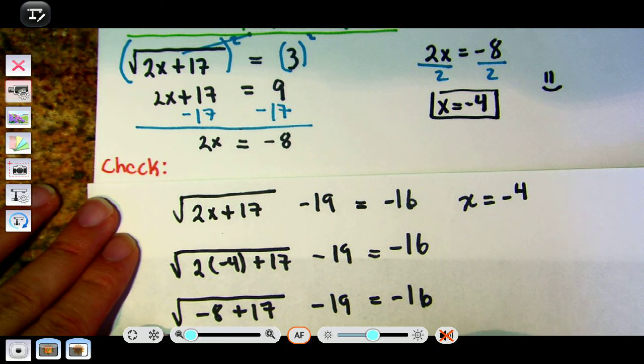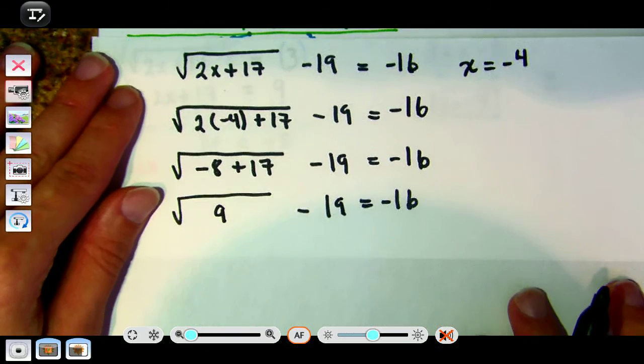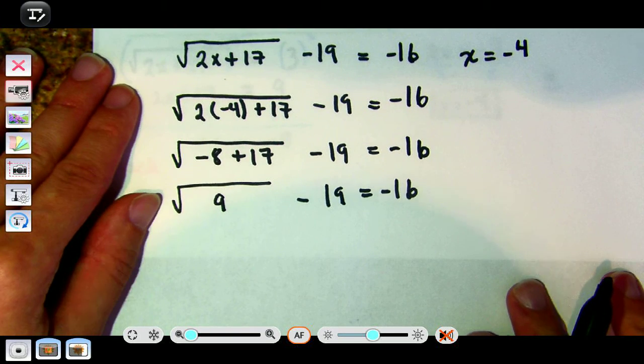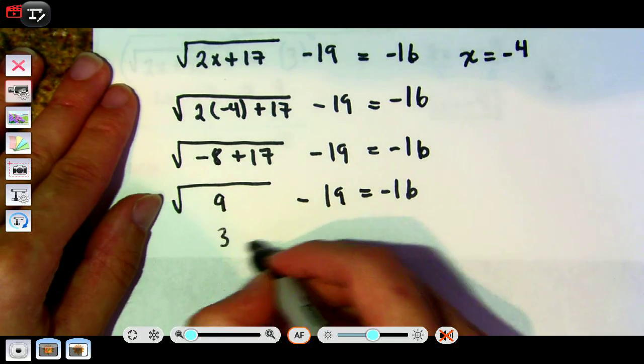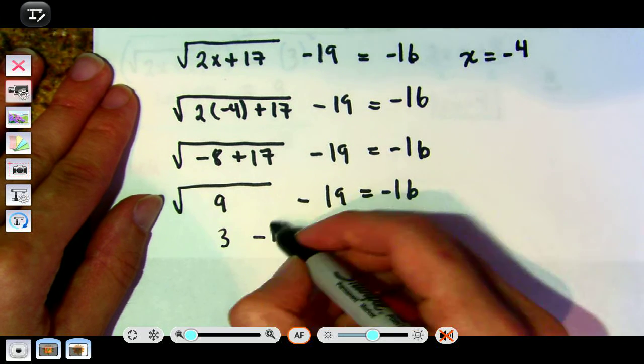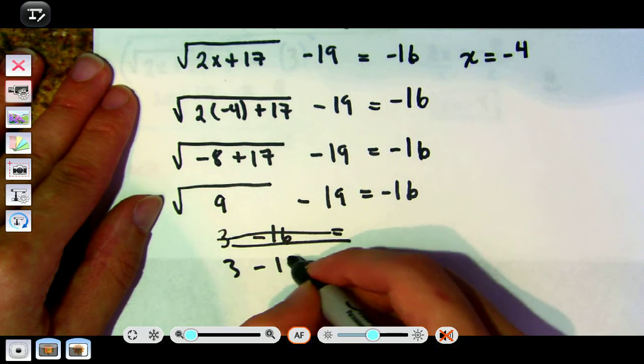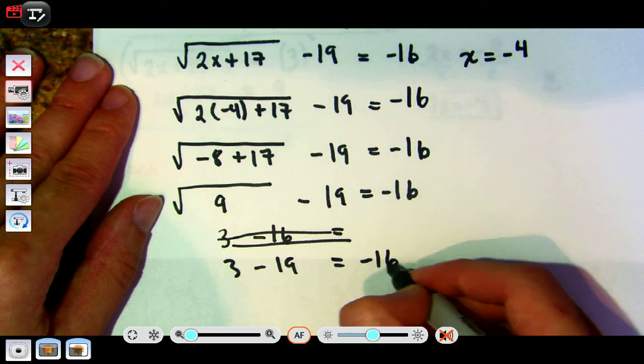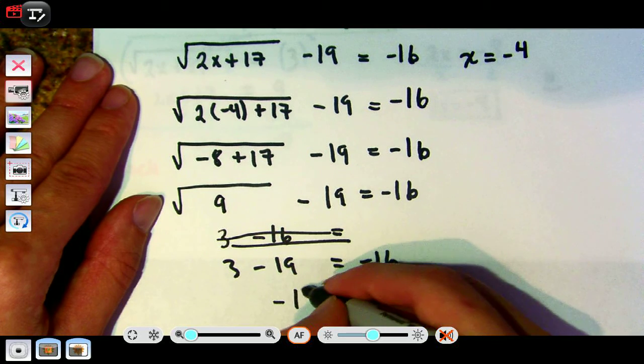Oh sorry, my camera angle is very bad. Square root of 9 is 3, minus 19 equals negative 16. 3 minus 19 is negative 16. Negative 16 equals negative 16. Check.